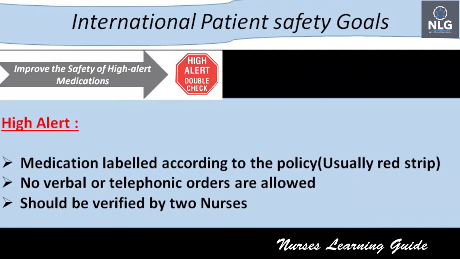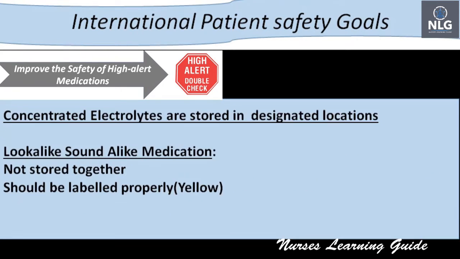High alert medications are labeled according to the policy, usually a red strip, and whatever the policy or protocol states. No verbal or telephonic orders are allowed on high alert medications, and they should be verified by 2 nurses before the administration. Coming to concentrated electrolytes, they should be stored in designated locations separately, and look-alike and sound-alike medications as well should not be stored together. They should be labeled properly as well, usually yellow or whatever the protocol and the policy states.